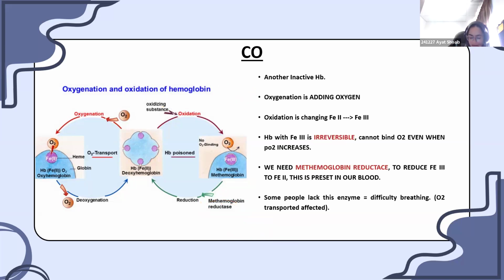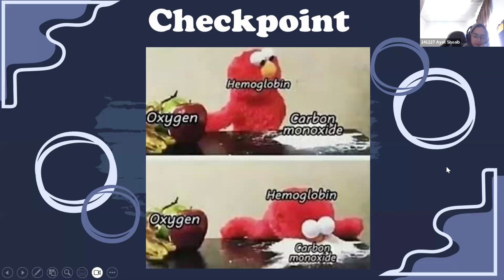Let's read this. Hemoglobin with Fe3 plus is irreversible, cannot bind O2 even when PO2 increases. You can see it's repelling, right? It cannot bind O2. So we need methemoglobin reductase to reduce Fe3 plus to Fe2 plus, and this enzyme is present in our blood. Some people lack this enzyme, which is very bad because they have difficulty in breathing, since O2 transport is affected. You cannot bind O2, so you have difficulty in breathing and doing normal tasks. Do you guys understand?